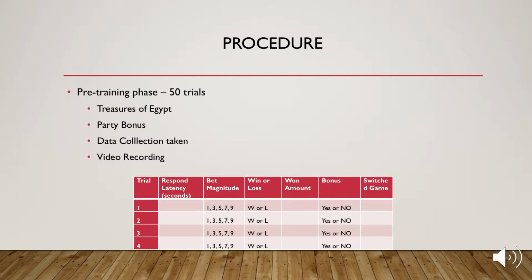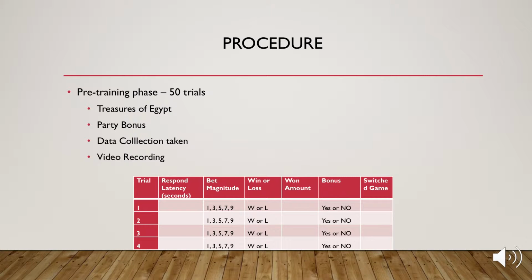Okay, so during the procedure, there was a pre-training phase. This was 50 trials. Treasures of Egypt and Party Bonus were the 2 games selected. Party Bonus was selected because all 3 participants had already played it before, while Treasures of Egypt was something that was unfamiliar to all 3 participants.